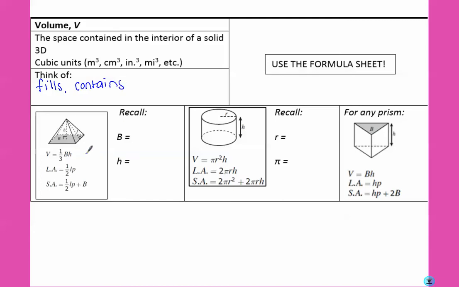So in our pyramid, our volume is 1/3 B times H. The big B stands for the area of the base. And H is the height from the base to the point.